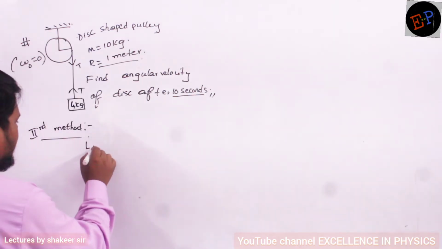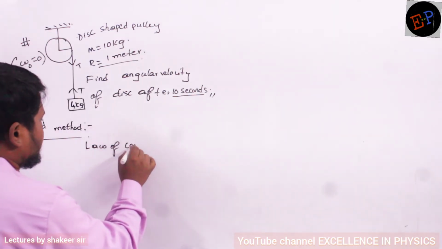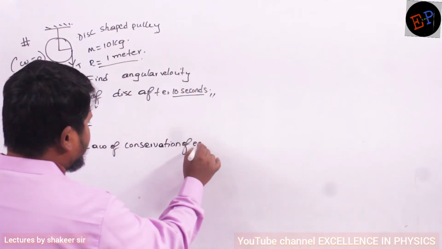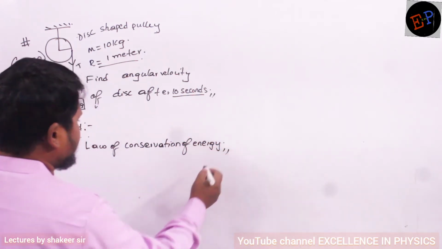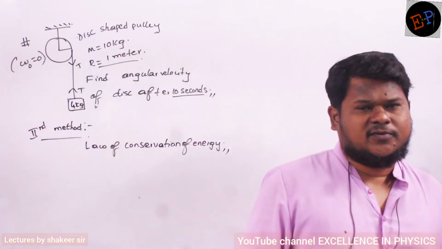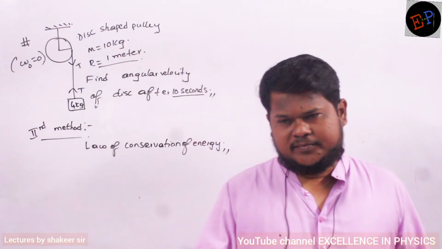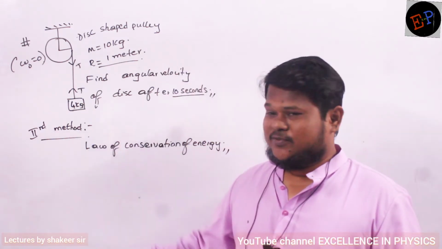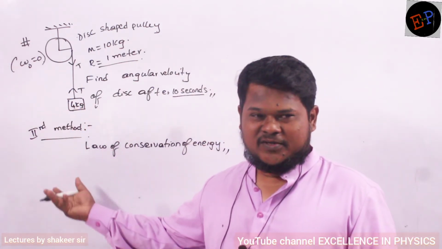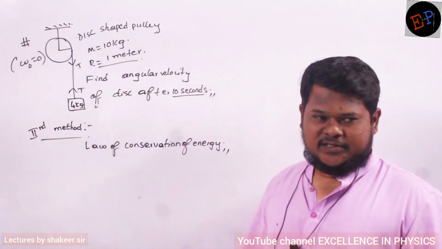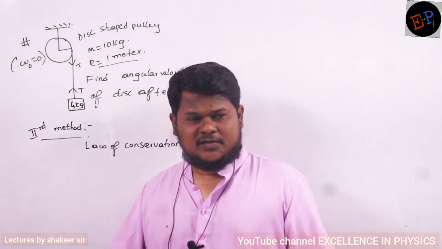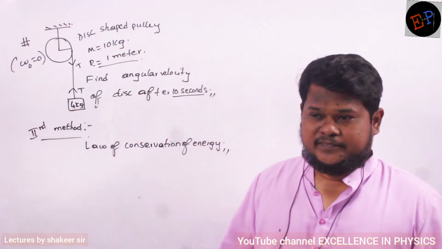Law of conservation of energy. Are you able to understand now? Here in this system, are external forces present or not? Gravitational force is pulling the 4 kg body downwards, so gravitational force is present. What kind of force is gravitational force? Conservative force. Any other forces?